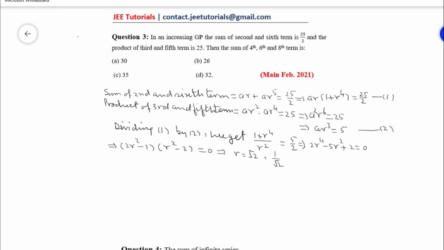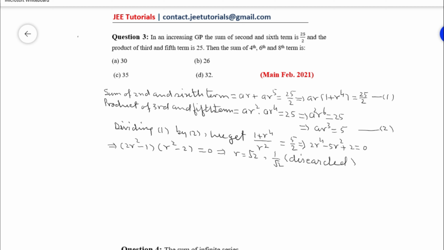GP is increasing, therefore R should be greater than 1. This root will be rejected or discarded because this is less than 1. This root is discarded. So r equal to root 2.